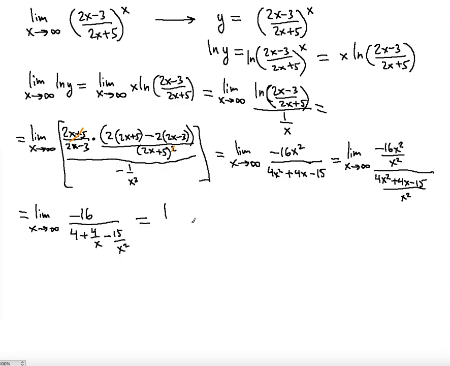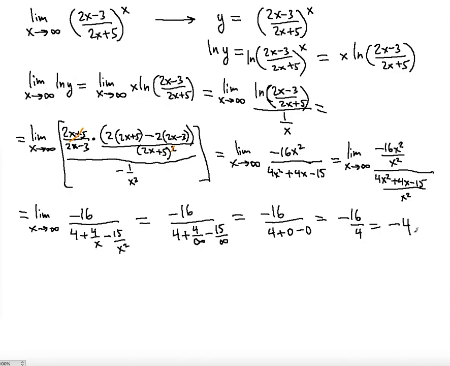We don't have to have the limit sign anymore. You will get negative 16 over 4 plus 4 over infinity minus 15 over infinity squared, which is infinity. So you get negative 16 over 4 plus 0 minus 0, since a non-zero number divided by infinity is 0. So you get negative 16 over 4, which is negative 4. But be careful, you're not done. Negative 4 is equal to the limit as x approaches infinity of ln y.